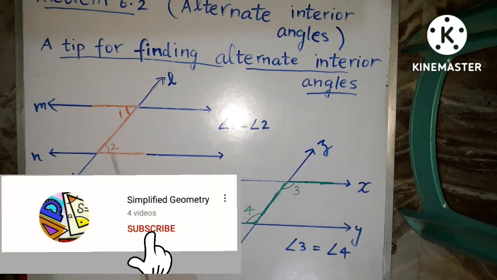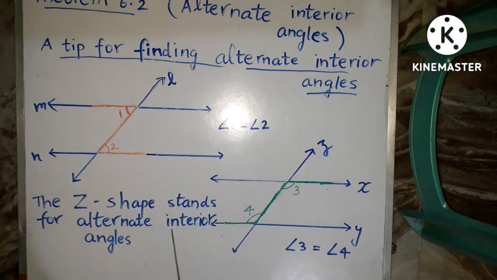This is also a Z shape. So the Z shape stands for alternate interior angles.